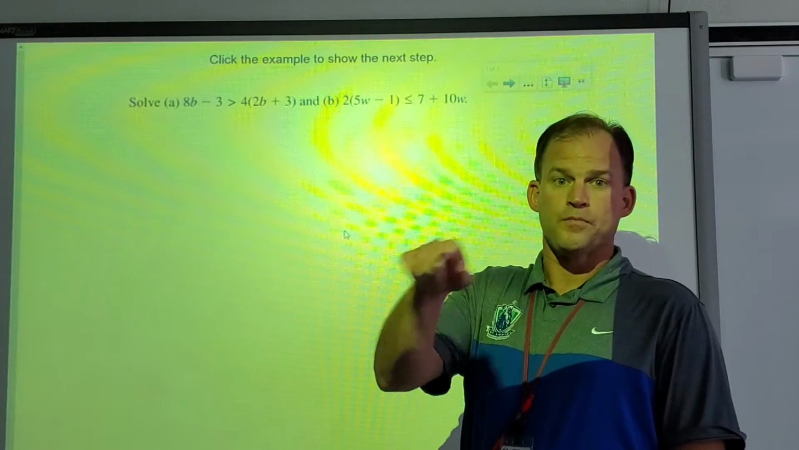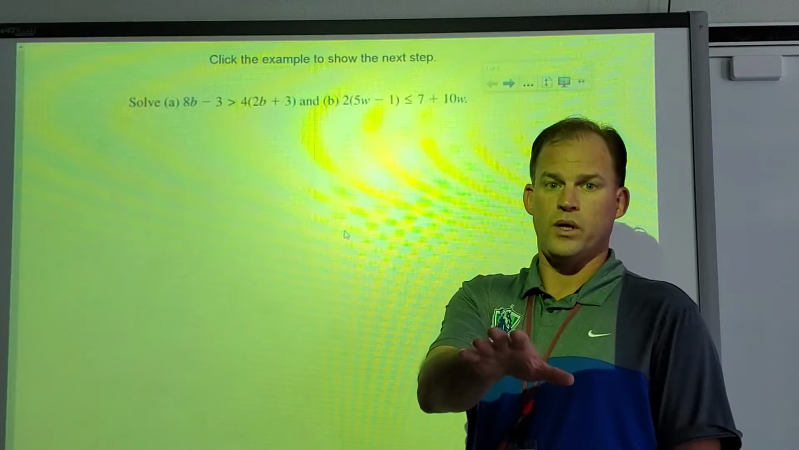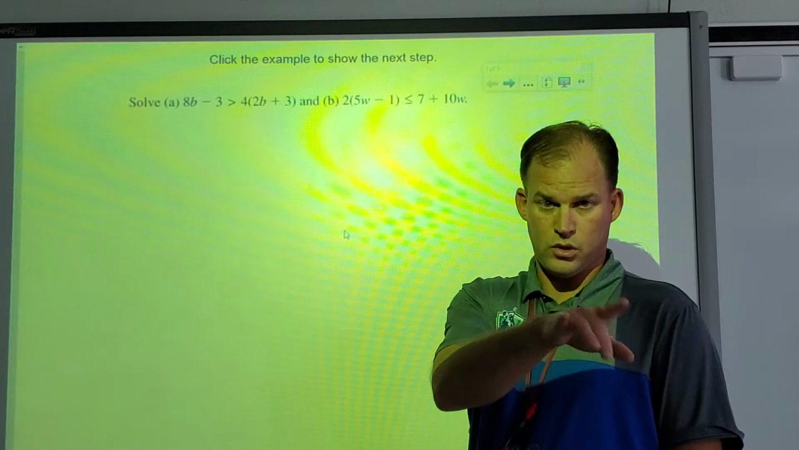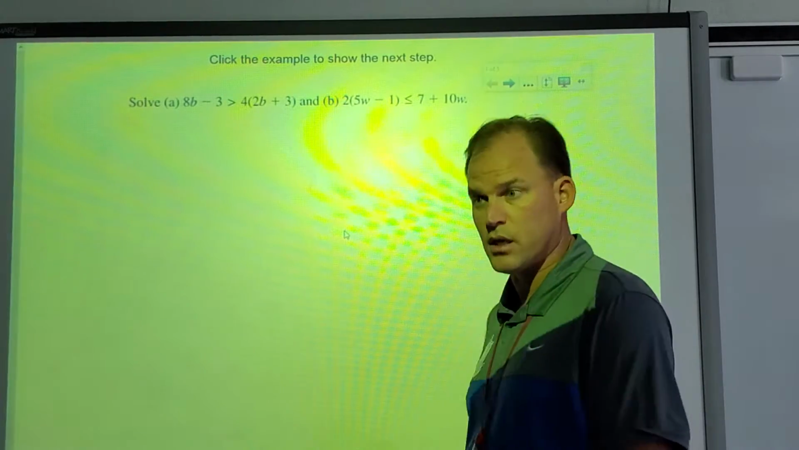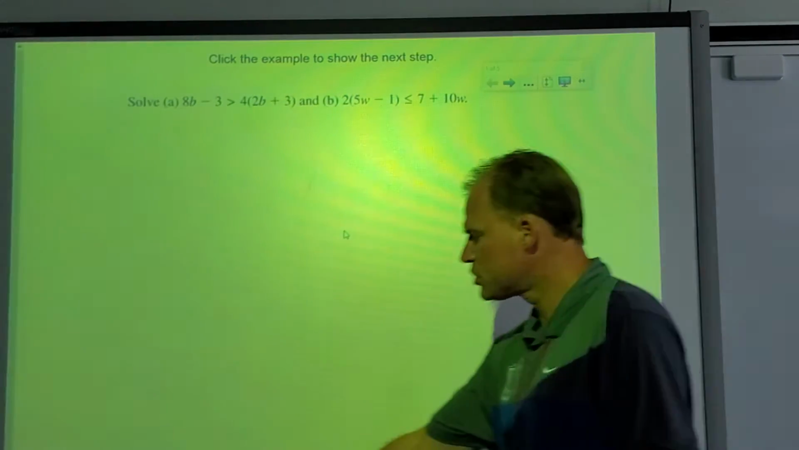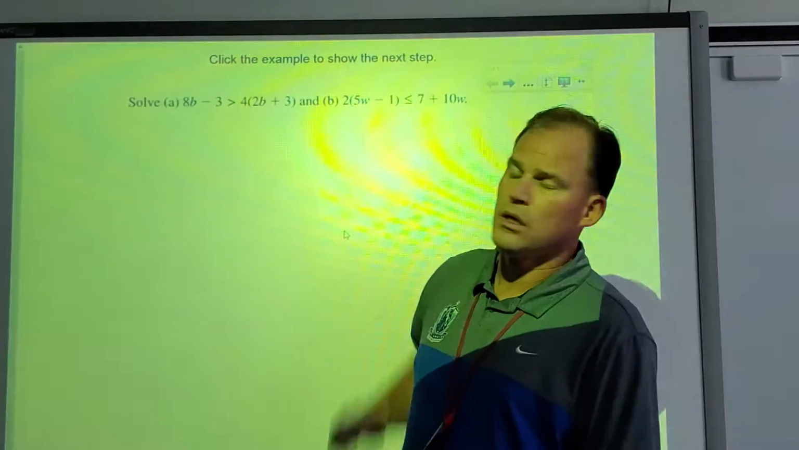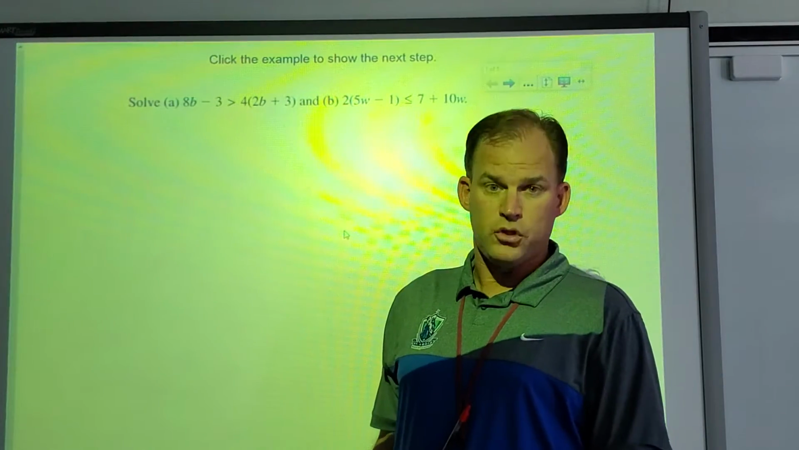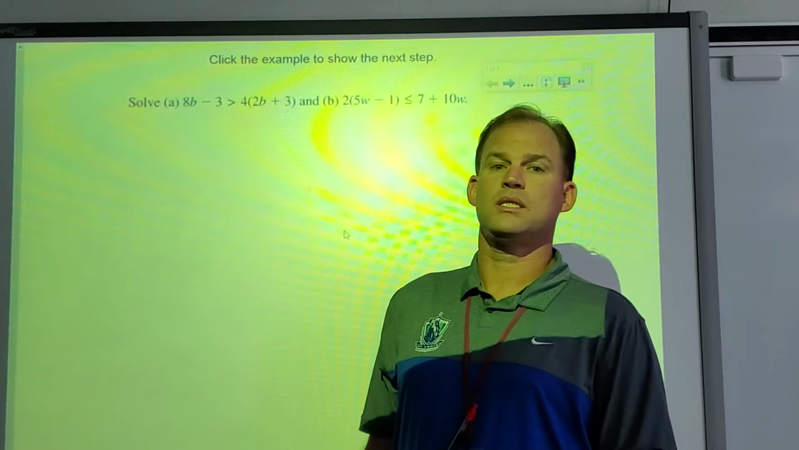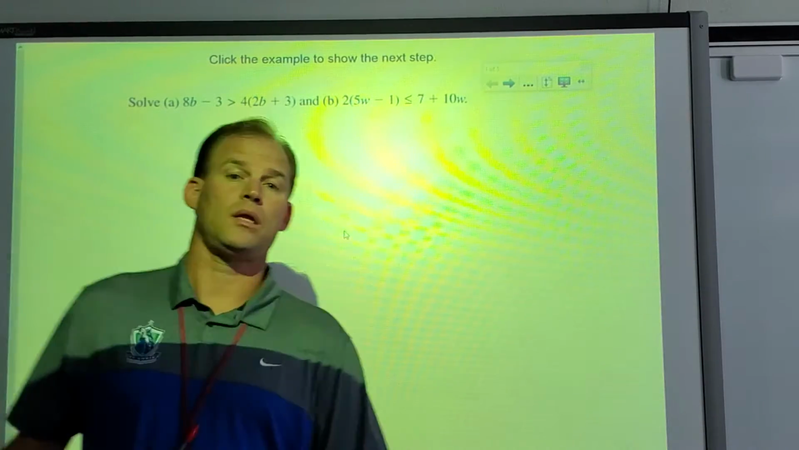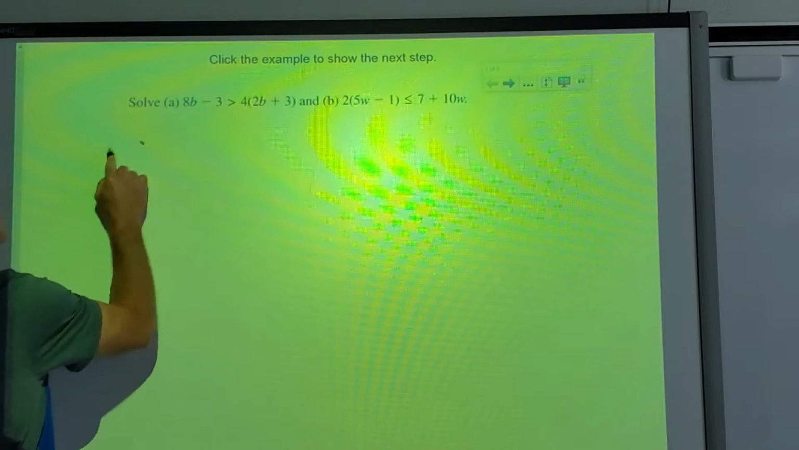Excuse me, 2.4 is not on your quiz Wednesday, Thursday. It's just 2.1, 2.2, and 2.3. Just want to make sure that's clear. So, day 2 of 2.4, multi-step inequality. Excuse me. So I'm going to copy this down so you can see it.